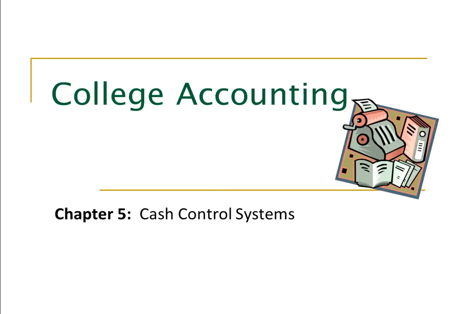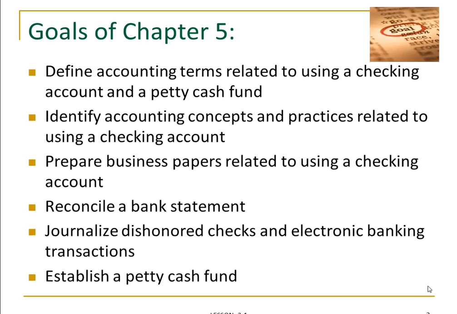Hi everyone, we're here in college accounting. We're looking at Chapter 5, Cash Control Systems, and in this segment we are going to specifically focus on Section 5-3 in our notes: journalizing dishonored checks, electronic banking, and how we handle electronic banking transactions.